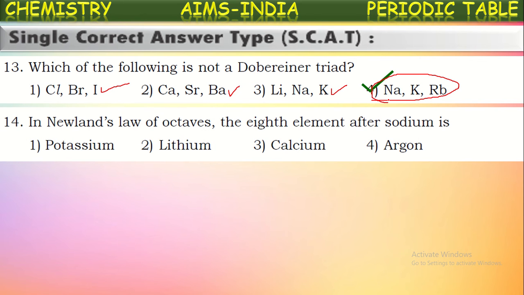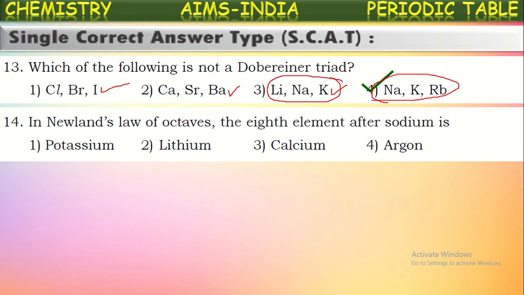Next, in Newlands' law of octaves, the eighth element after sodium. Just now I have seen the third example: lithium, sodium, potassium is one of the Dobereiner's triad sets. That is about Dobereiner's triad. Here they're asking about the law of octaves. Okay, sorry. In Newlands' law of octaves, the eighth element after sodium.